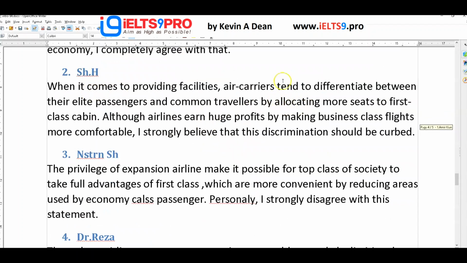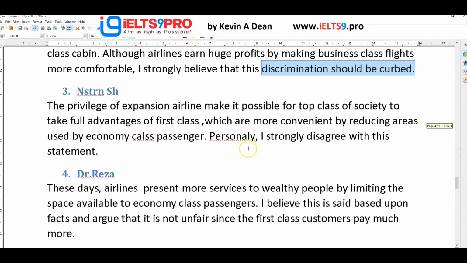Differentiate, nice, see, this is good. Allocating, that's good. But it's not discrimination, is it? How is it discrimination? If it made all the blacks and Africans sit in a different part of a plane and all the Arabs and the white folk sitting in a different place, that would be discrimination, but it isn't. It's just business. You either pay for it or you don't. So, not bad in paraphrasing, but it's not discrimination.